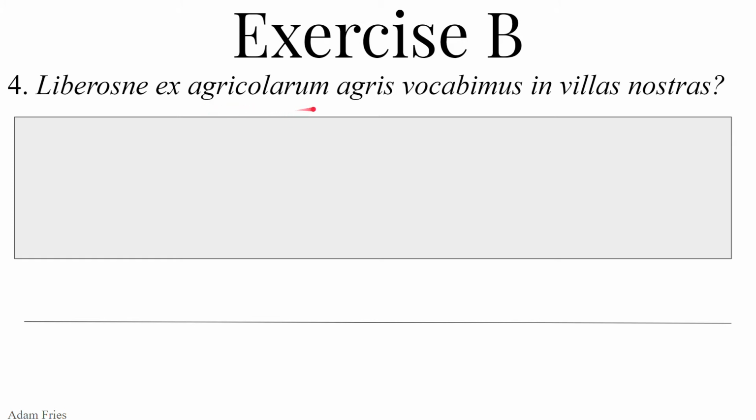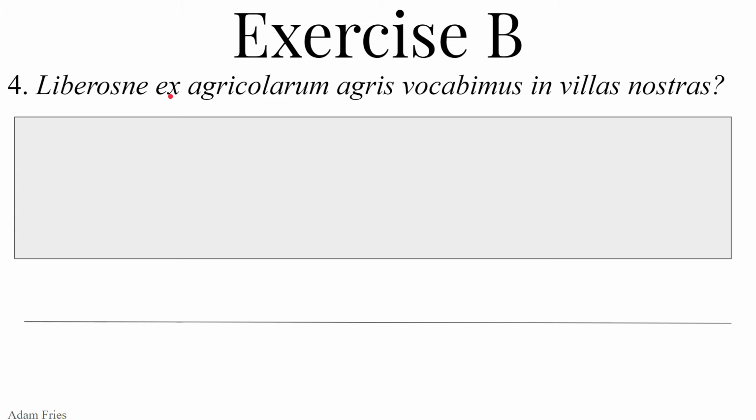Liberosne ex agricolarum agris vocabimus in villas nostras. So liberosne. All right, we got the line right here. Identify the ne. There's the question mark at the end. So we have an interrogative here. Liberos. Well, this is the accusative plural masculine of the adjective liber, libera, liberum, but remember that we derive the substantive noun liberi, liberorum, masculine plural, from the adjective to get children, little free people. So it's probably children here. It could be free men. We don't know. We'll figure it out. Context will be key. And if there's no context, we can put either answer.